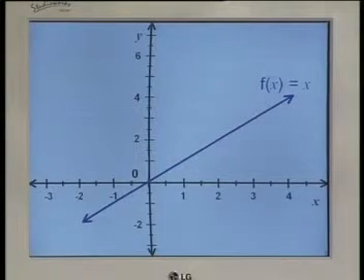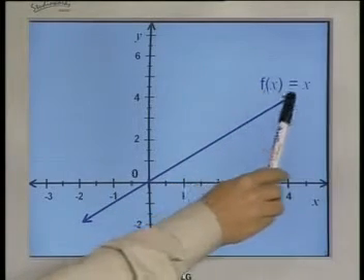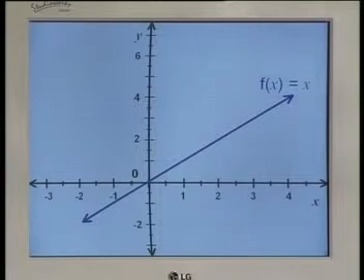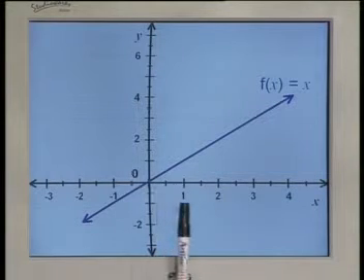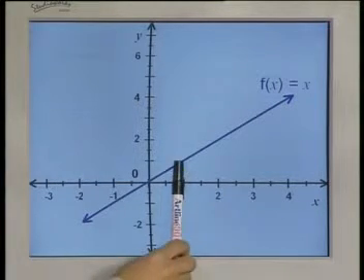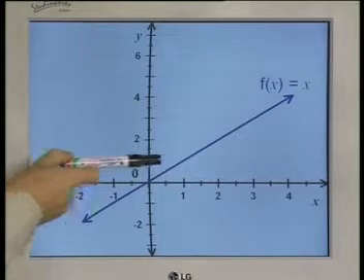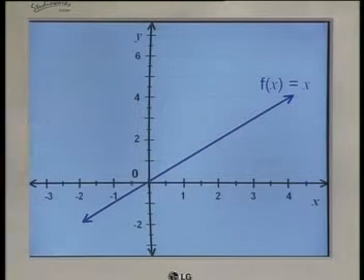Here we have the graph of f of x is equal to x. And this means that every output value is equal to the input value. So for example, if the input value is 1, we can see that the output value is also 1.